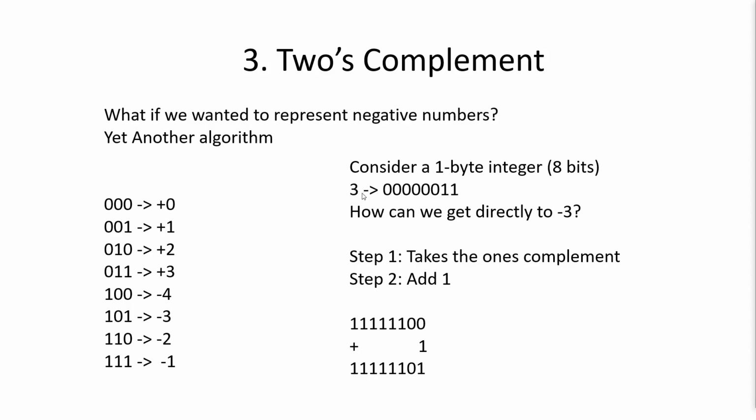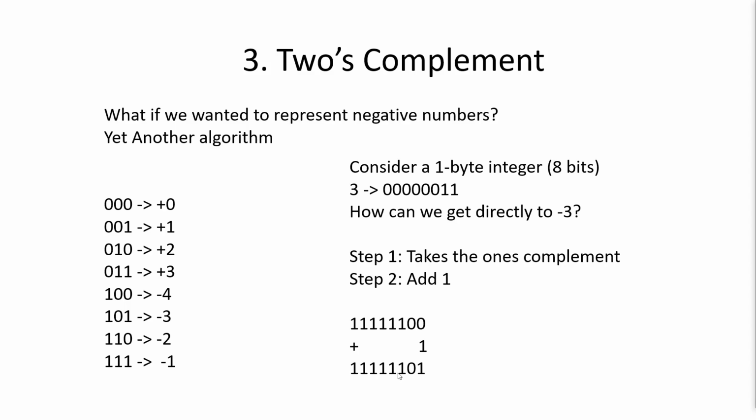So if I take 3, the binary representation of 3 with 8 bits, I've got 6 zeros and then 1, 1. And the question is, how do I get directly to -3 from there? If I'm going to multiply this by -1, what really goes on inside the machine? First, we'll take the 1's complement, and then we're just going to add 1 to it. So the 1's complement means I just flip all of these bits. So the 0 becomes a 1, and I get 1, 1, 1, 1, 1, 1, 0, 0. So 6 ones and 2 zeros. And then I'm going to add 1 to it. That's going to give me 1, 1, 1, 1, 1, 1, 0, 1. And that's going to be the representation for -3.